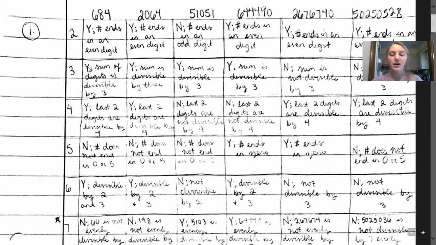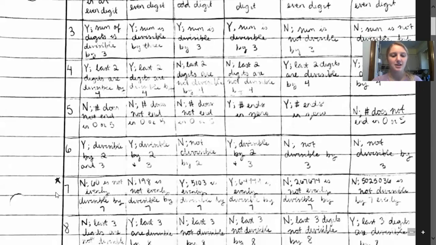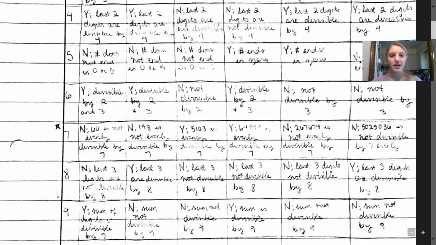6 states that if it follows the rule for 2 and 3, then it is divisible by 6. So 684 is divisible by 2 and 3, therefore it's divisible by 6, and that has been done along the line as well. Number 7 is a little more complicated, and I will come back to that later. Number 8 states that if the last 3 digits are not divisible by 8, then the whole number is not divisible by 8, and that has been solved along the line here.